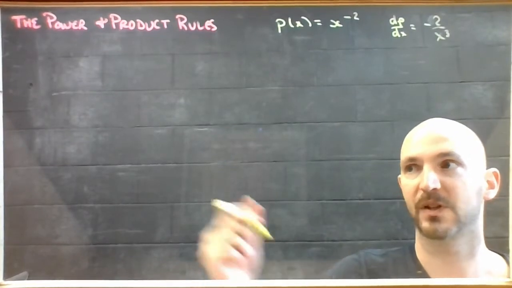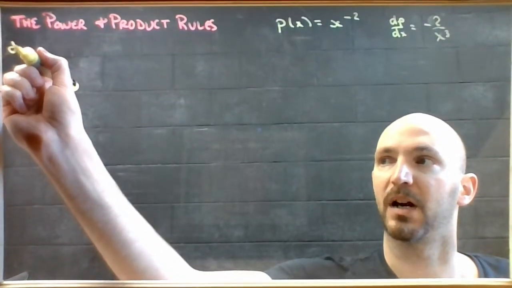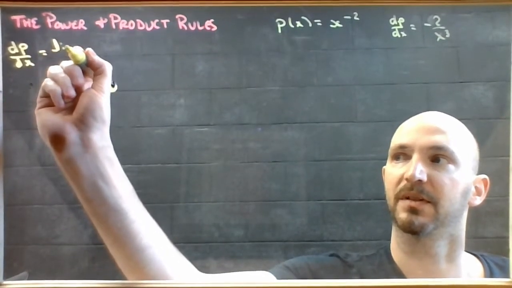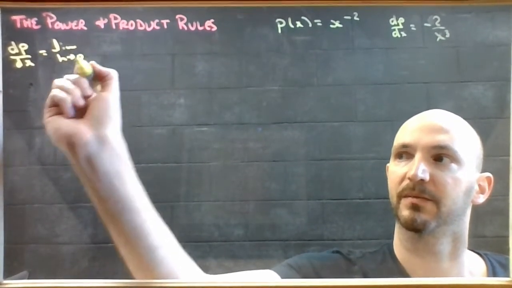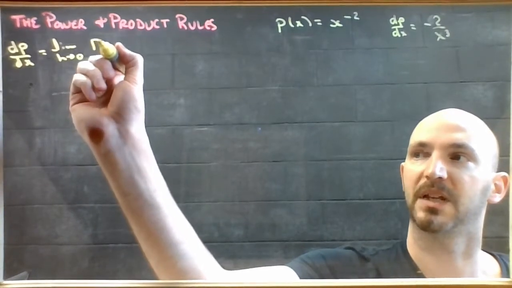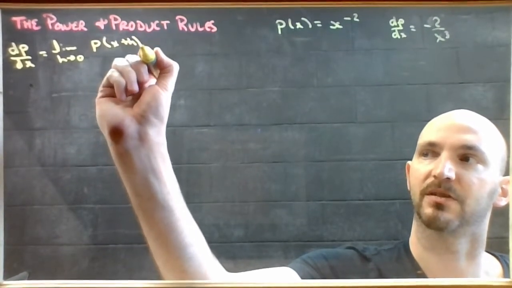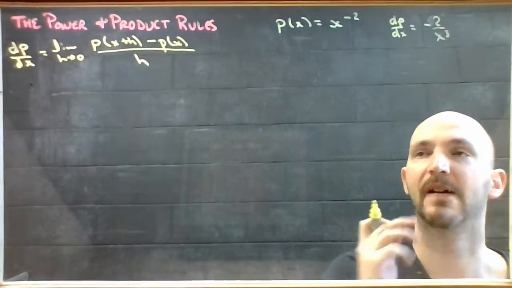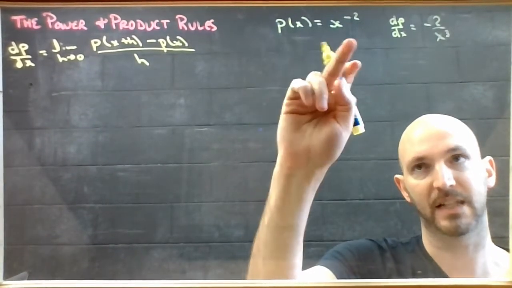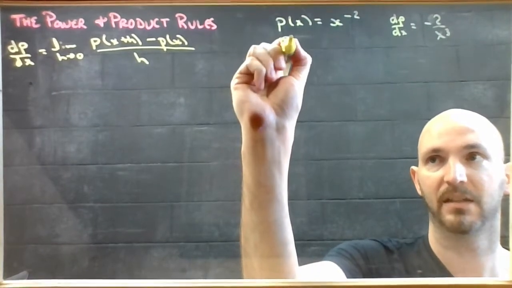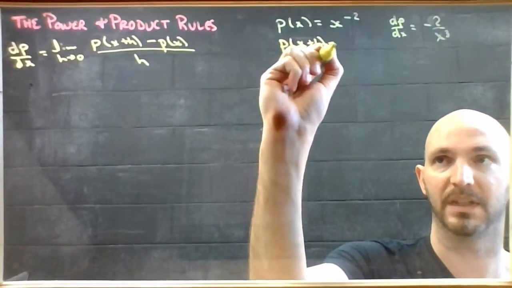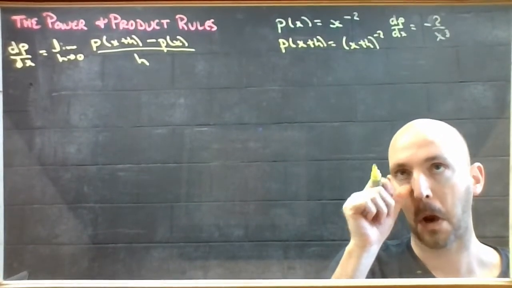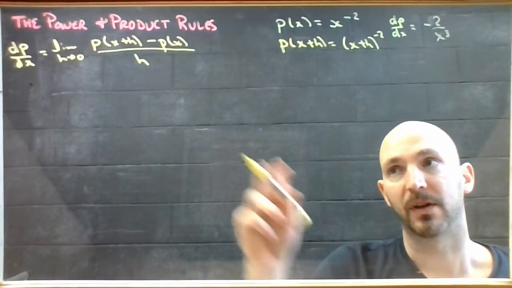Okay, so I'm trying to fill into my first principles definition of a derivative, where I'm going to need p at x plus h minus p at x all over h. So if p of x equals this, then p of x plus h will be x plus h to the negative 2. So I'm going to write that in there.